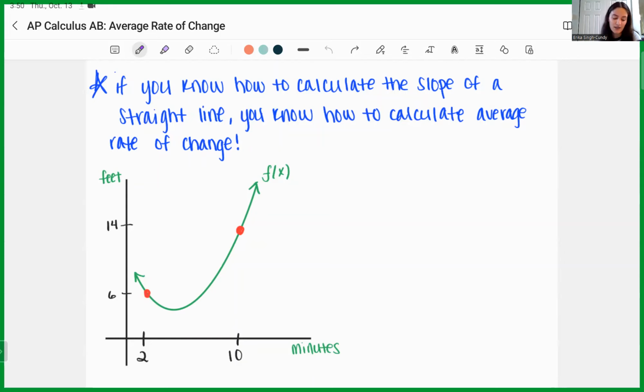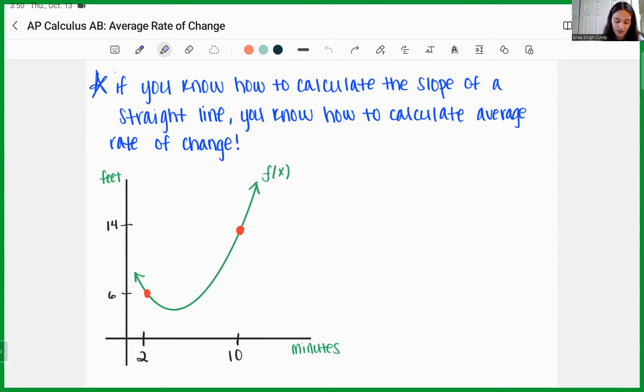So to explain it, we're going to look at this function right here. This function has feet on the y-axis and minutes on the x-axis. So it is a displacement function that's telling you how far you've traveled in feet after X amount of minutes have gone by. And we're going to look specifically at the spot between 2 minutes and 10 minutes. So maybe this is the time after you've left your house and you're on a walk. If we look at the time between 2 minutes and 10 minutes, we can use this graph to figure out how fast we were going, right? Because the derivative of a displacement function is velocity. So that tells us how fast we're traveling.